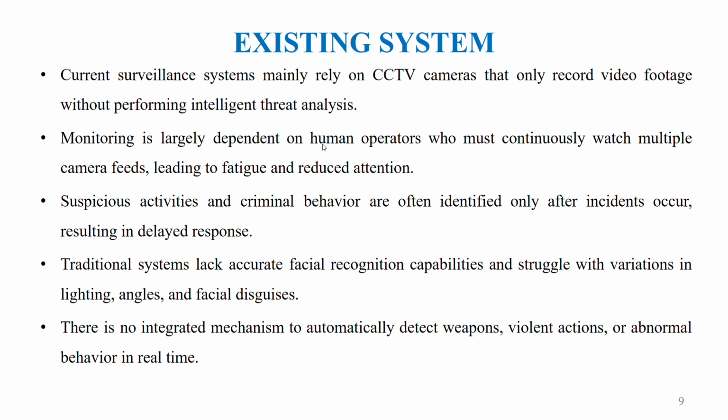Existing system. The current surveillance systems mainly rely on CCTV cameras, which only record video footage. Their performance depends on human monitoring, which leads to missed incidents. They cannot detect weapons or suspicious behavior automatically, and the response time is very slow.